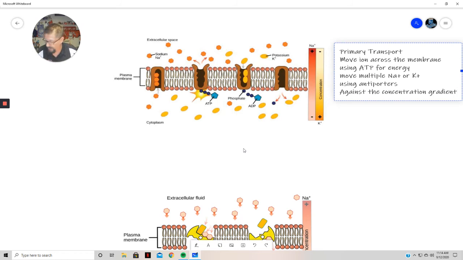Okay, against the concentration gradient, and these proteins that we're going to be using are highly selective. They've got to recognize the ions. If they don't recognize the ions, then they don't come across. They've got to make sure that we're not letting something in that we do not need or do not want to be in there. So that's primary transport. Again, the take-home message is we're using ATP to get this done. We are moving multiple things in multiple directions.